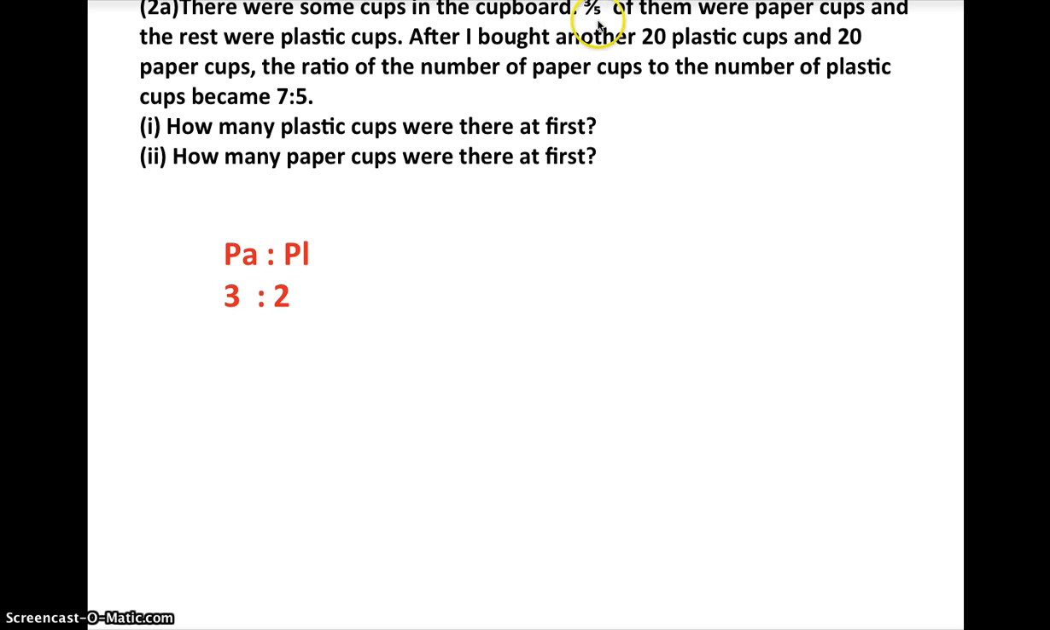total is 5 units. So if the total is 5 units and paper cups are 3, 5 minus 3, 2 units represents the plastic cups. So that's how I got this ratio. Paper cups 3 units, plastic cups 2 units. And then after buying 20 plastic cups and 20 paper cups, the ratio became 7:5.